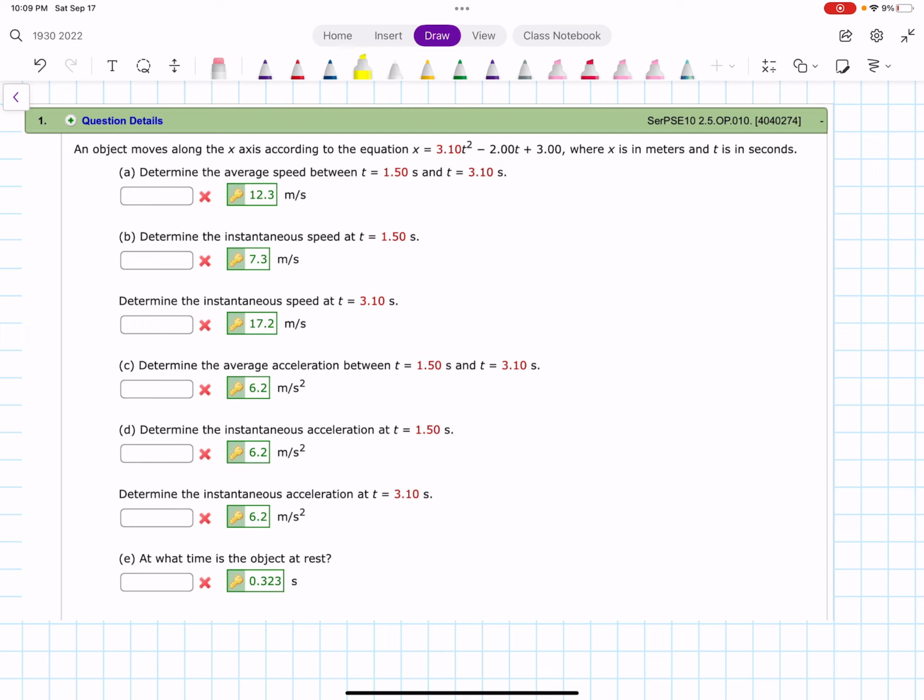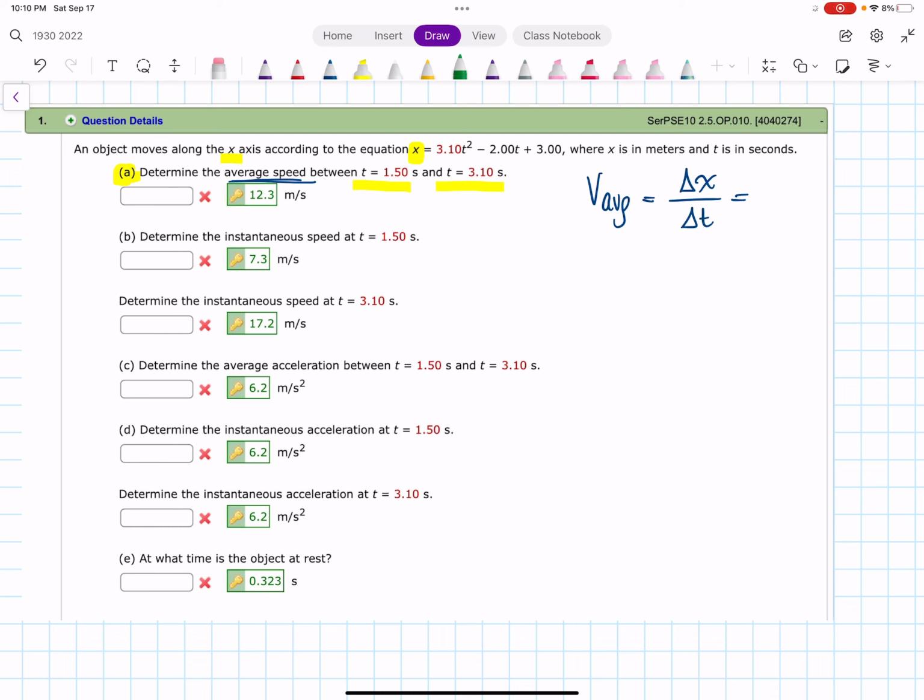The question says an object moves along the x-axis. According to the equation, x position equals 3.10 t squared minus 2t plus 3, where x is in meters and t is in seconds. Determine the average speed between t equals 1.50 and 3.10 seconds. How do you determine the average speed, the average velocity? What is the equation? You have v average equal to delta x over delta t.